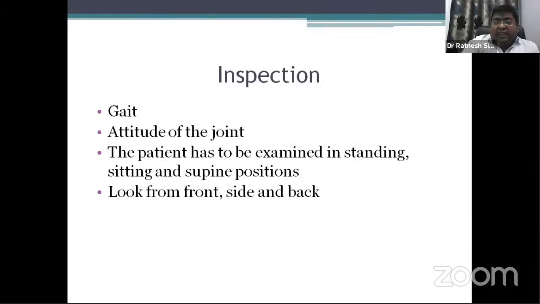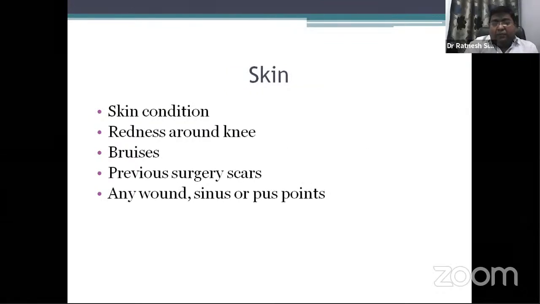First, you inspect the gait. See for the symmetry of the gait, whether the gait is antalgic or not. I'm not going into the detail right now. It is already a big topic. Then you see for the attitude of the joint. You have to examine the patient in standing, sitting, and supine position. Look from the front, side, and the back.